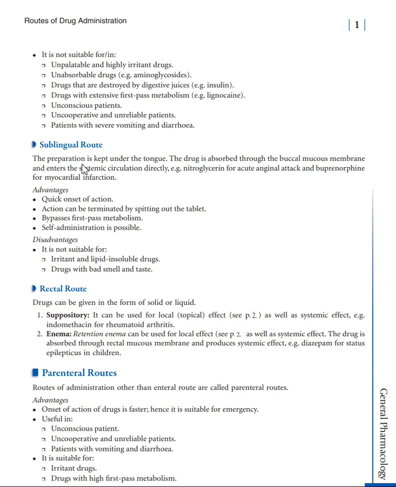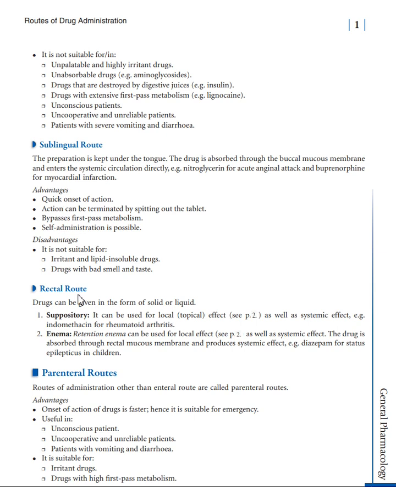Second is the sublingual route. You have seen there are some medicines which are kept under your tongue. Example, nitroglycerin is given for acute anginal attack patients, or buprenorphine is given for prevention of myocardial infarction. Why? Because they have quick onset of action. They can be terminated, as you can spit out of your tongue. The important thing is it bypasses first pass metabolism. Self administration is possible. Disadvantages: it is not suitable for irritant and very lipid soluble drugs, and drugs with a bad odor and taste.